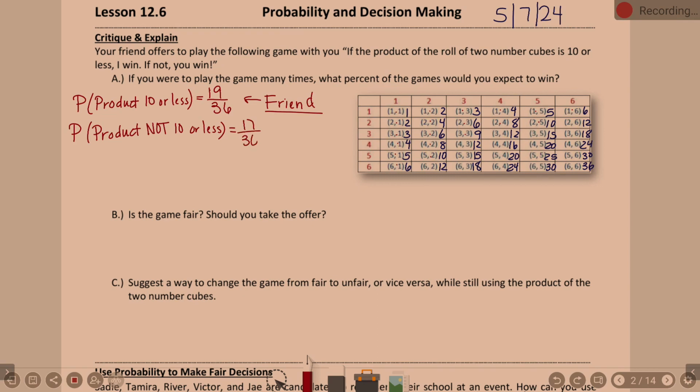So 17 out of 36. Now, if you were to play the game many times, what percent of the games would you expect to win? 47%. Okay. You're going to expect to win 17 out of 36, which as a decimal is 0.472 repeating, which as a percent is 47.2%.